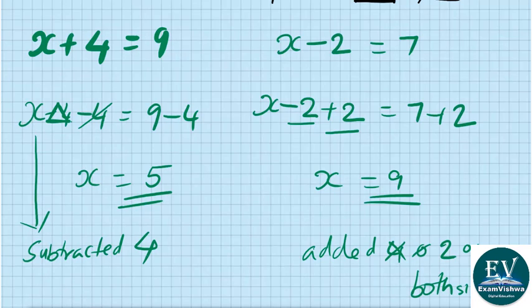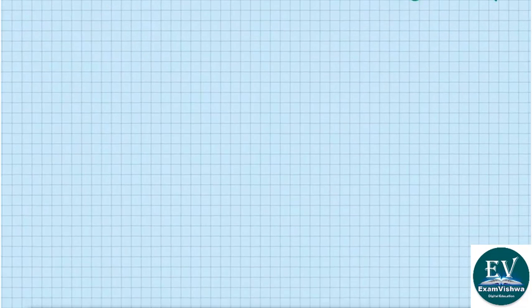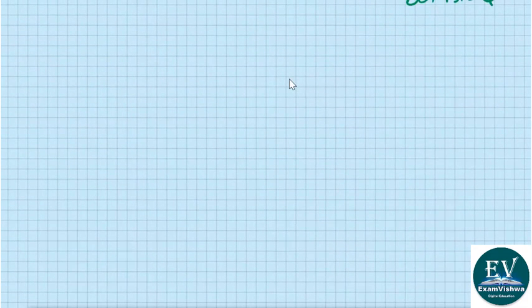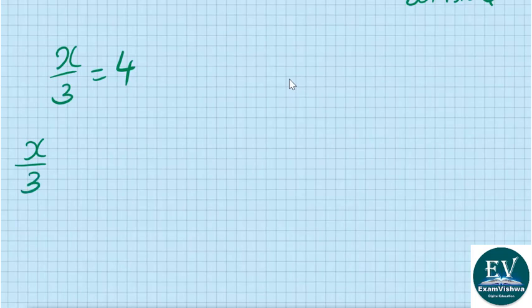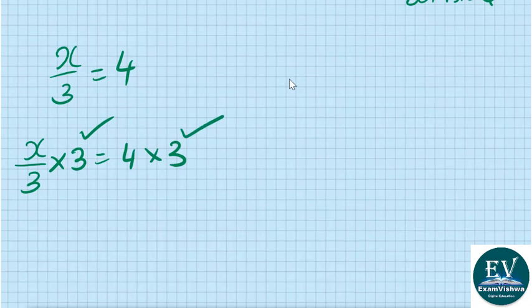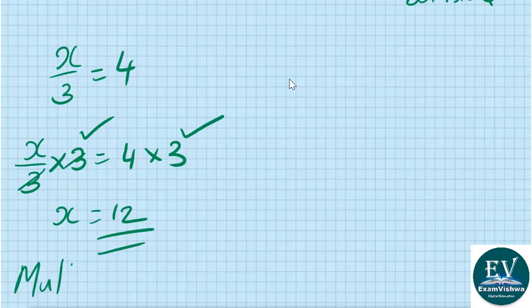There can be a situation of division and multiplication also. For example, if it is given x upon 3 is equal to 4, we need x is equal to, so what we will do, x upon 3 multiplied by 3 will be 4 into 3, because we multiply with 3 on both sides. This will get cancelled, x is equal to 12. We multiplied with 3 on both sides.